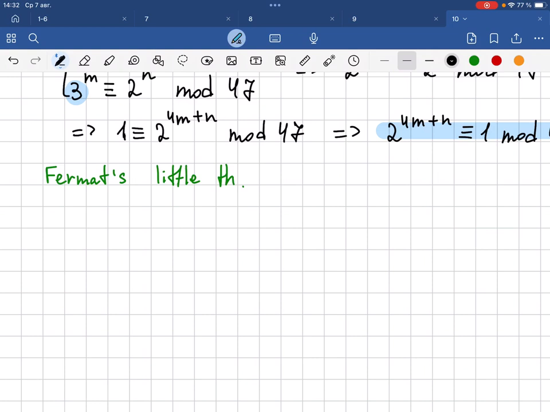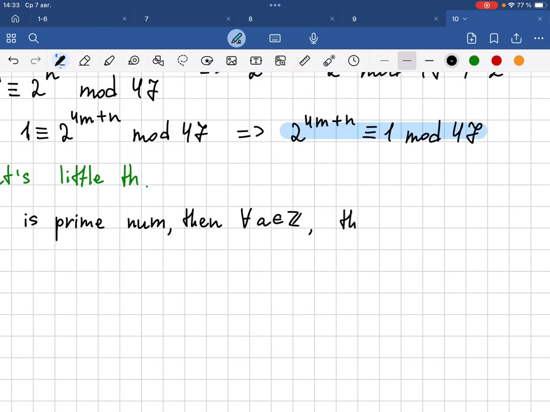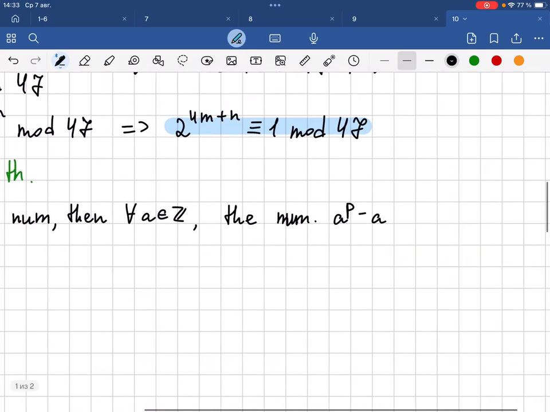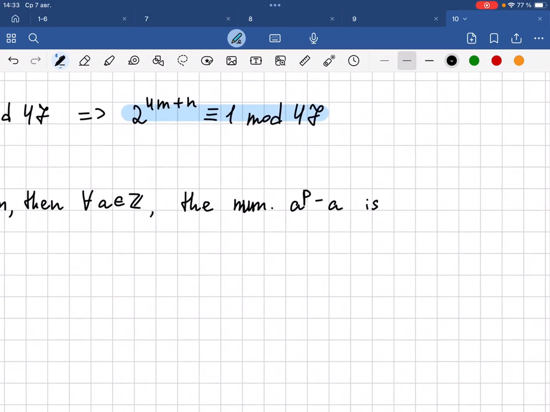If we have a prime number, so if p is a prime number, then for any integer number a, the number a to the power of p minus a is an integer multiple of p.